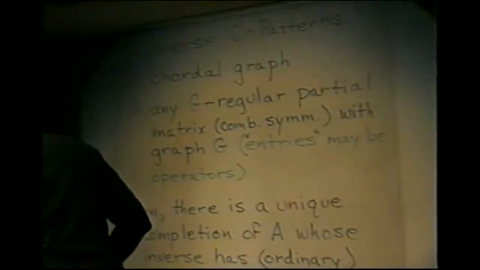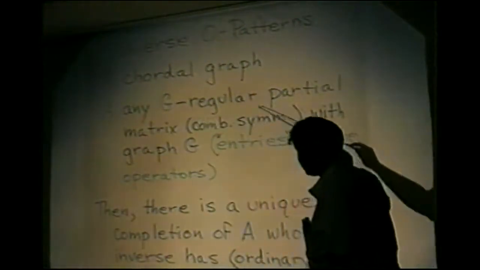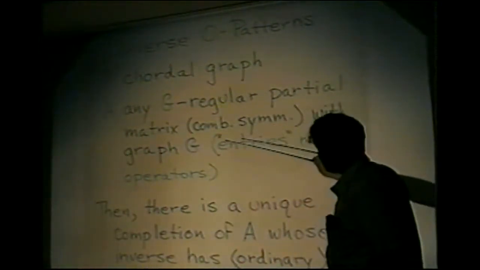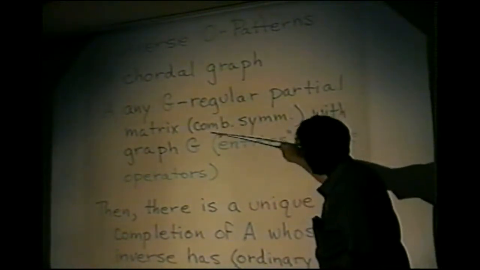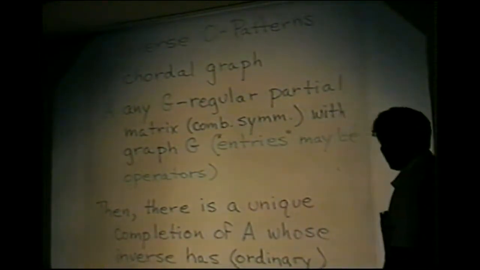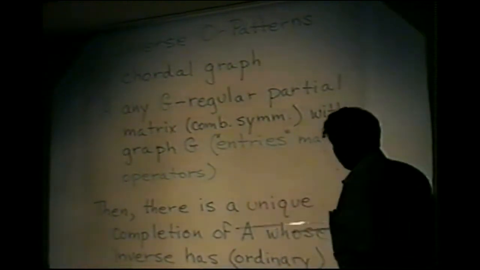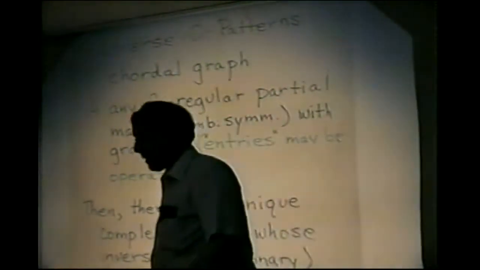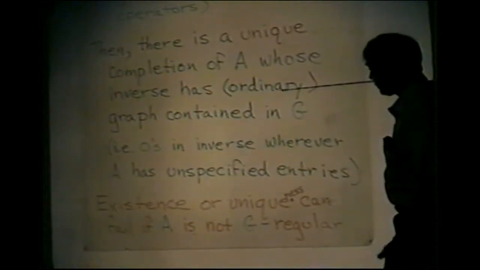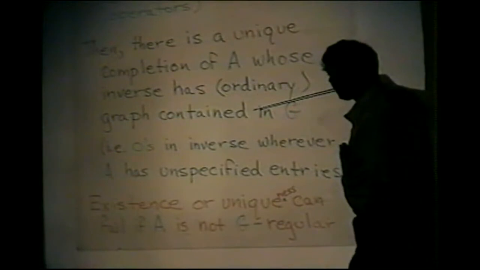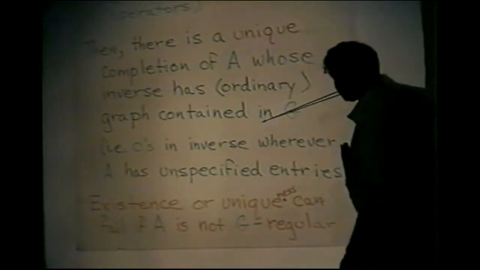So now I have the same setup. I have a chordal graph G, and now let's suppose I have a G-regular partial matrix, and I'm going to assume that I don't necessarily have symmetry now, but I'm combinatorially symmetric. That's all this really depends on. And in fact, the entries could themselves be operators in this case. Then I get a unique completion of A whose inverse has zeros in the correct places. That is, the graph of the inverse is contained in this graph G.